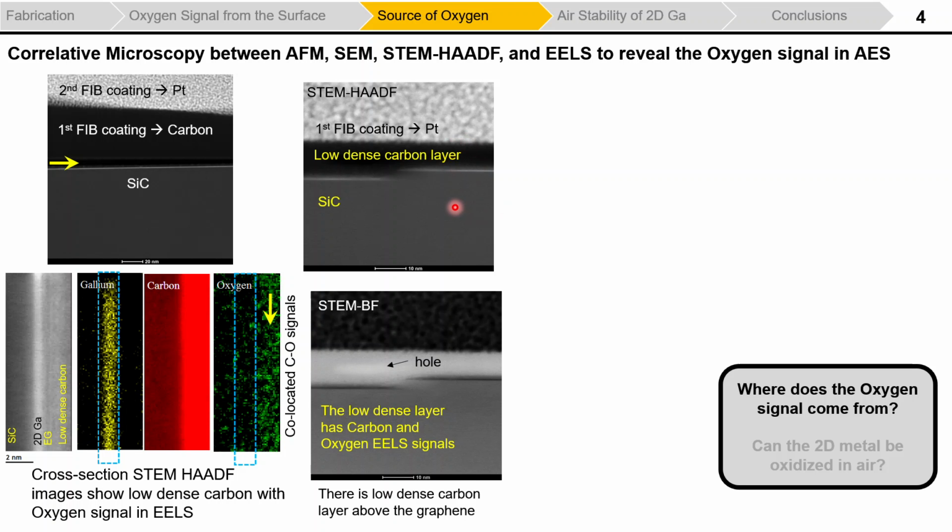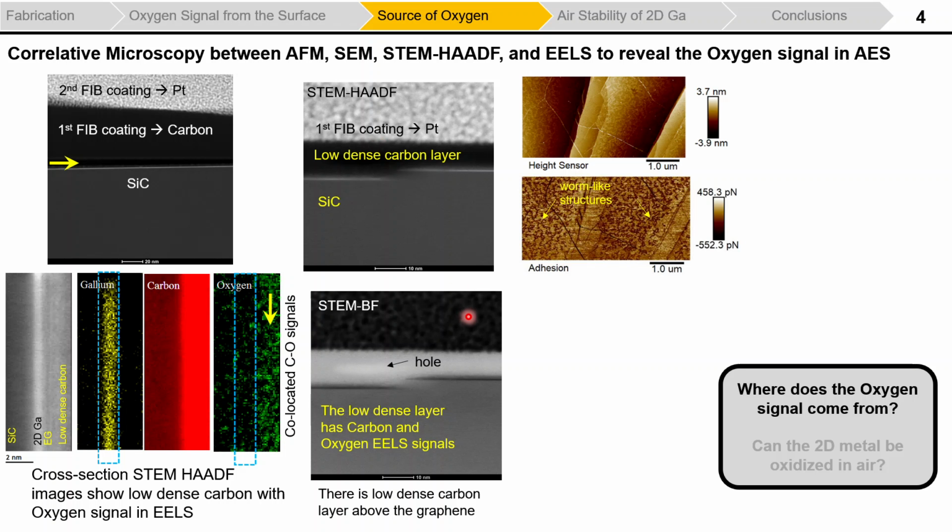And by looking at the bright field STEM, we can identify even holes in these carbon layers. So we call it a low-density carbon because it has less density, and it contains carbon and oxygen signal in EELS. And we believe that this is the material we see in the Auger mapping.